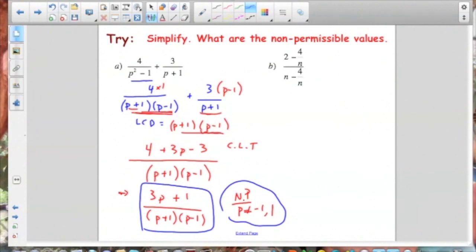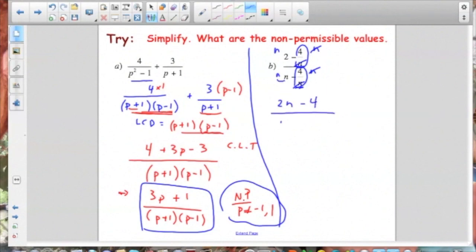Okay, now let's go to the complex one. All right, so I know it's complex because here is my fraction right there. I have a fraction in the bottom too. So what's my lowest common denominator? Well, I only have an n and an n, so it's an n. So n there, n there, n there, n there. Cross, cross, cross, cross. That's how you get rid of complex fractions. So what are we left with? 2 times n is 2n minus 4 on top. N times n is n squared minus 4.